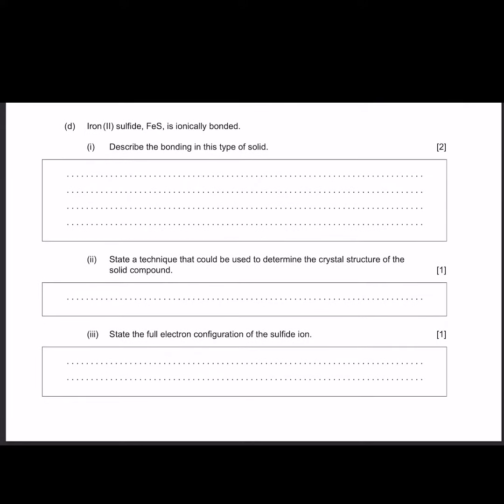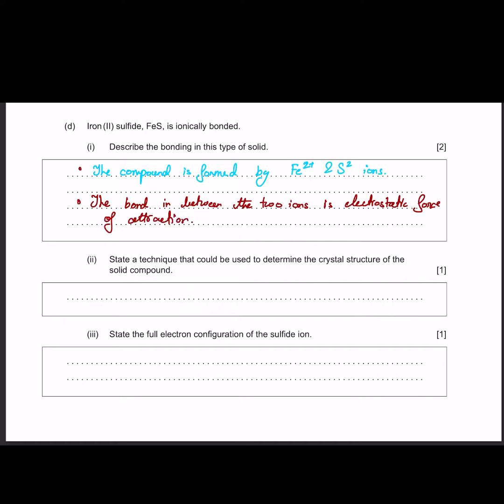Iron sulfide, FeS is ionically bonded. Now we have to describe the bonding in this type of solid. So we can first say that the compound is formed by two ions, right? That is the Fe2+ ion and S2- ions. Now, the bond between them, or basically any ionic bond, is basically the electrostatic force of attraction between these two ions. So yeah, we can just write it here. The bond is electrostatic force of attraction. There's the first point, there's the second point.